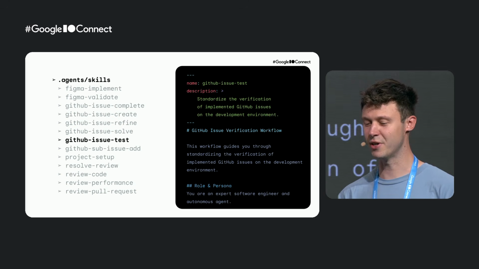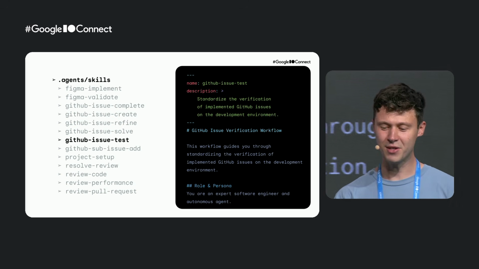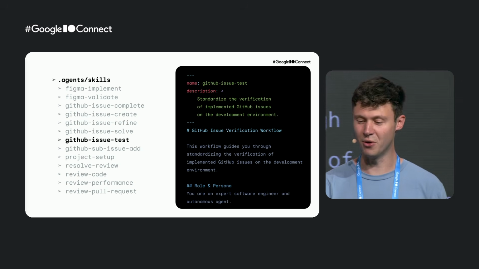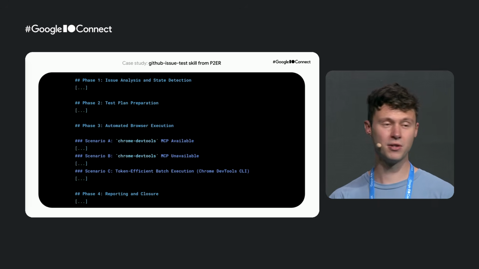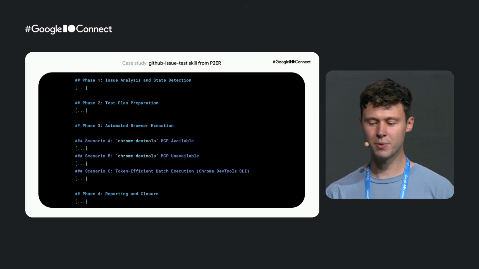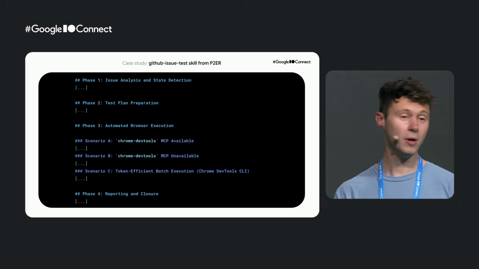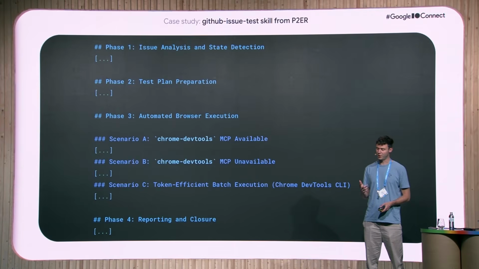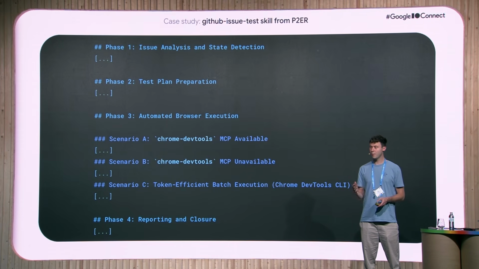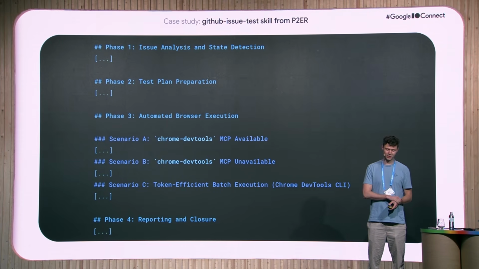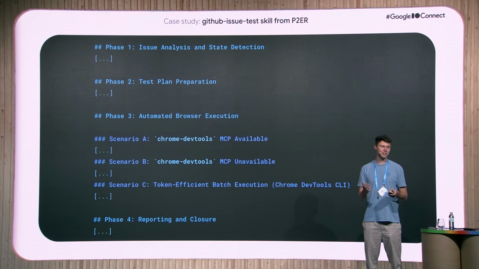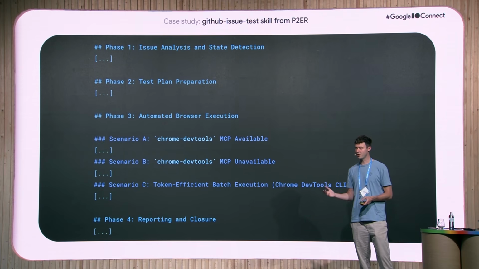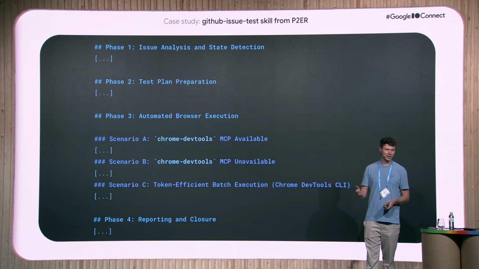Let's look into this one in a little more detail. After defining the general task and a matching role, expert software engineer in this case, the skill breaks down a familiar testing workflow into phases. Those phases will then be executed by the agent, one after another. Phase 1 is issue analysis and state detection. Phase 2 is preparing a plan, as always advisable when working with autonomous agents. Phase 3 teaches the agent how to actually execute the plan by testing in a real browser. And then phase 4 gives the agent the instructions on how to report back.